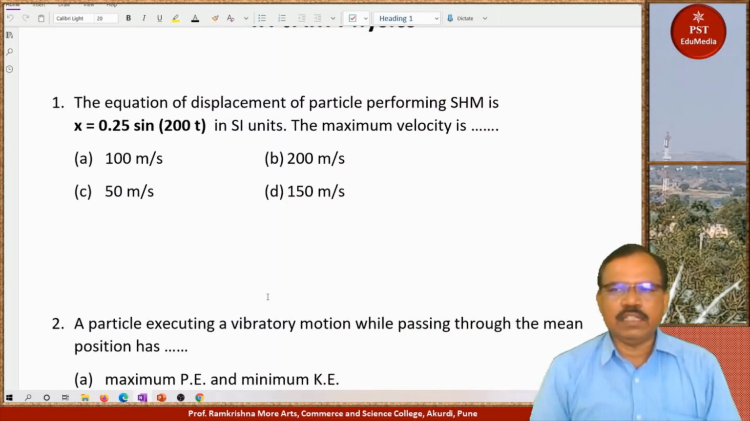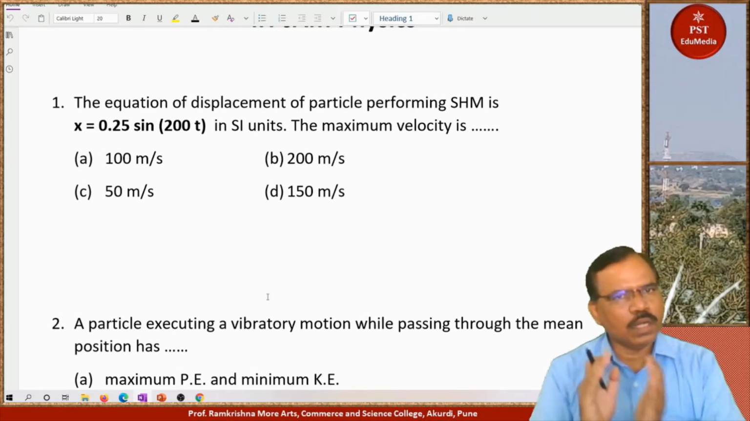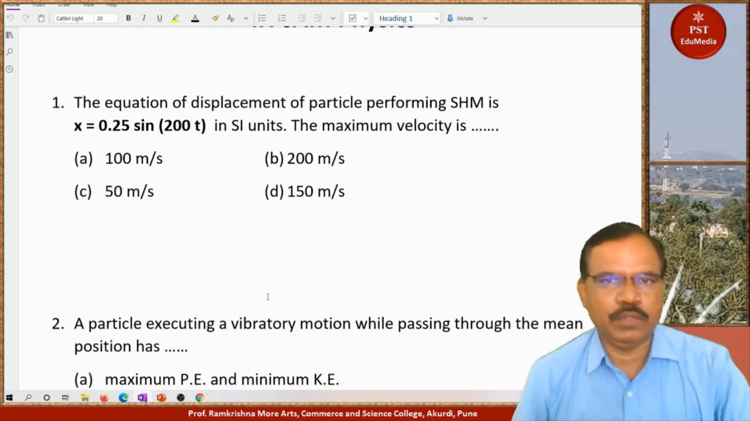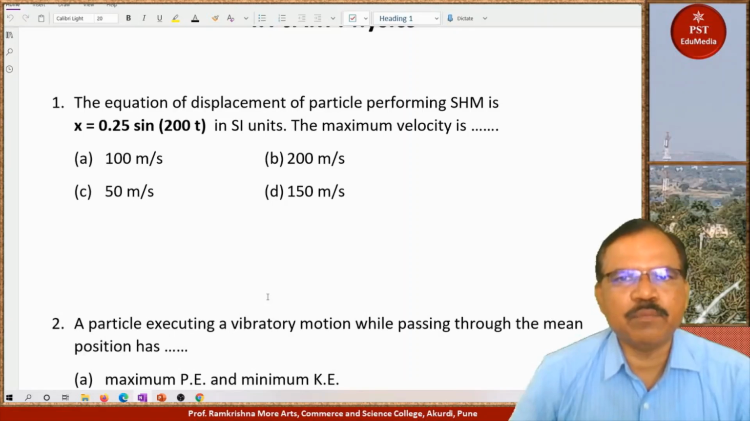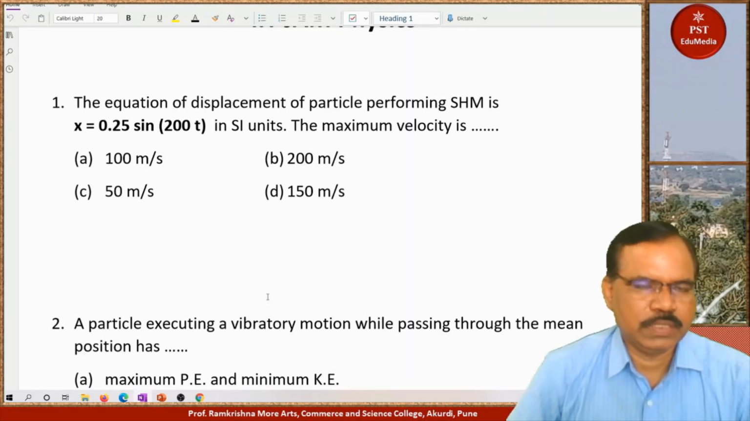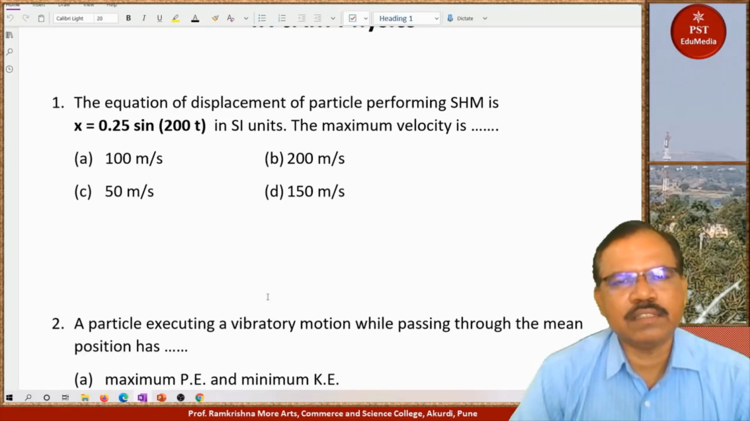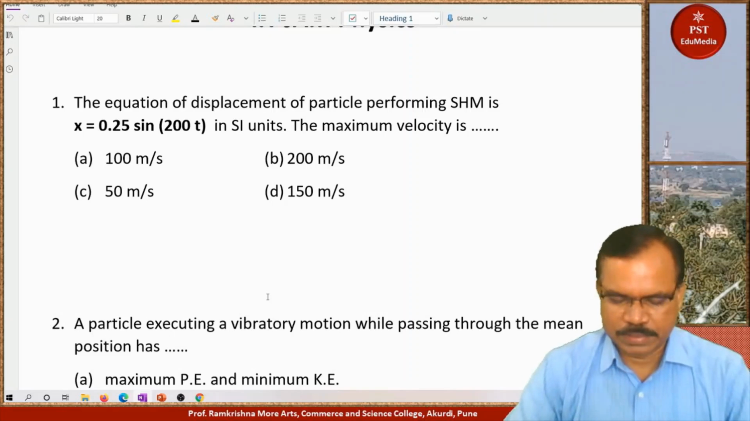The equation of displacement of a particle performing SHM is x is equal to 0.25 sine 200t in SI units. The maximum velocity is 100 meter per second, 200 meter per second, 50 meter per second, or 150 meter per second.